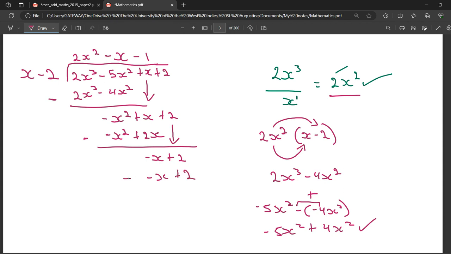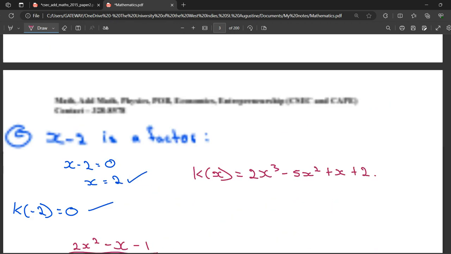And then you're subtracting, coming down again. Negative x minus negative x is negative x plus x, which is 0. 2 minus 2 is 0. So you have a remainder of 0, as we had stated previously.